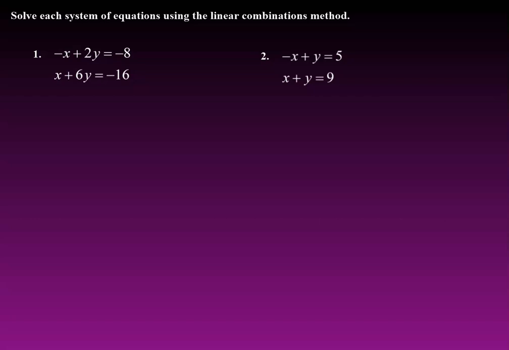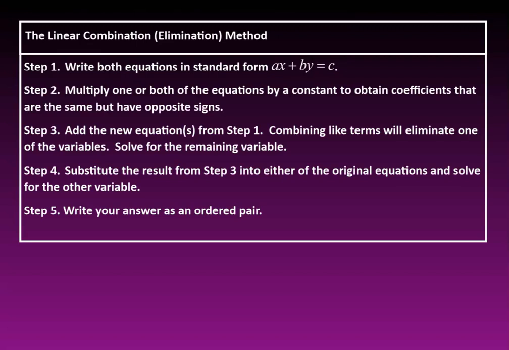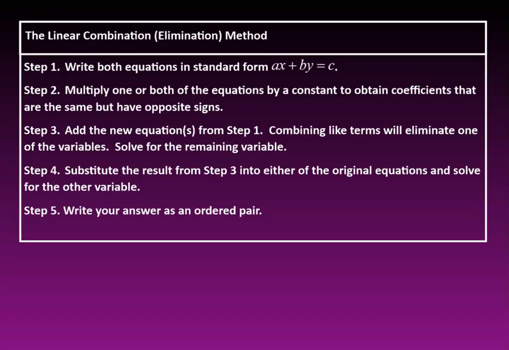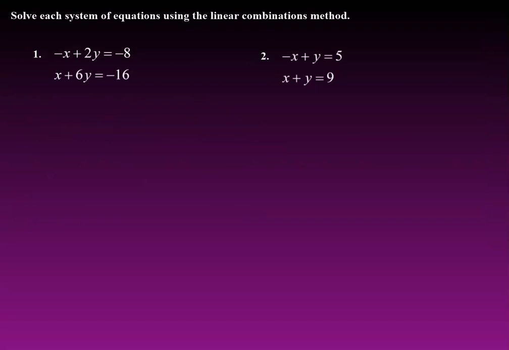So the first step is to write both equations in standard form, which is already done for us on question 1 here. The second step is to multiply one or both equations by a constant to obtain coefficients that are the same but opposite signs. Well, we're looking at x or y and we want them to be the same but with opposite signs. So if I look at x, it's already done. So really we don't even have to do that step.